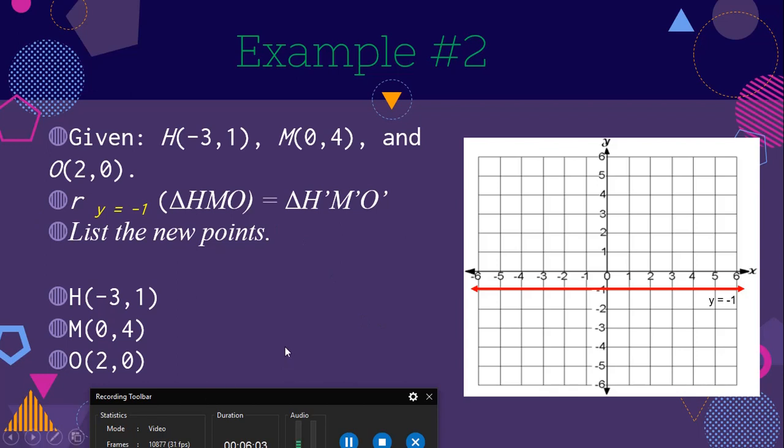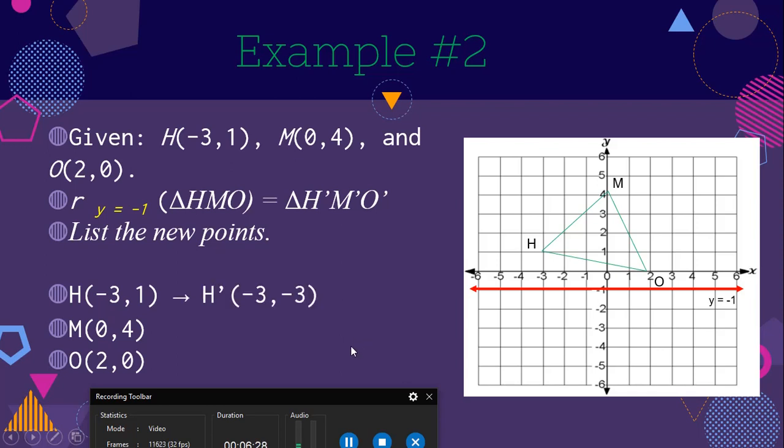So what I'm going to do is plot triangle HMO. My line of reflection is horizontal. So what I'm going to do is take each point. H is 2 blocks above the line of reflection. I'm going to count 2 blocks below the line of reflection. So the location of H prime will be at -3, -3. So I'm going to go ahead and record that.